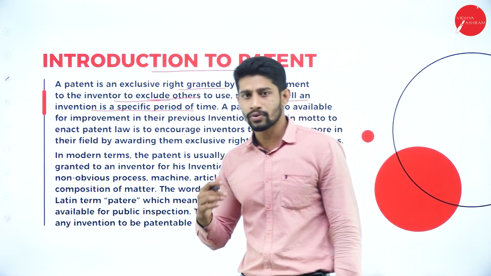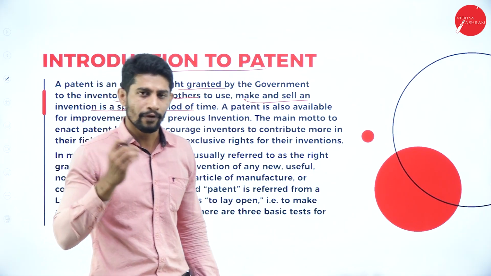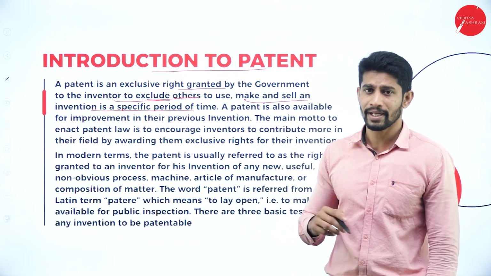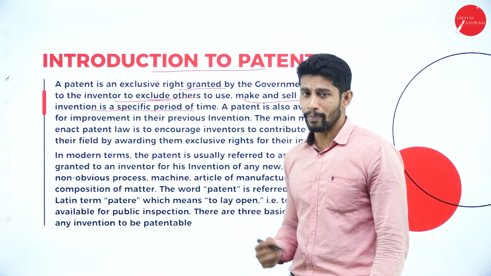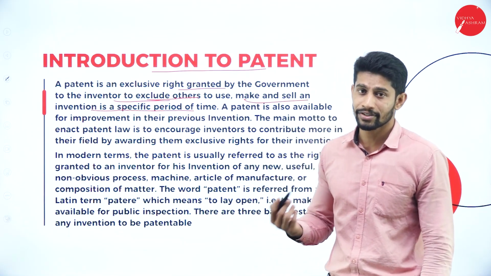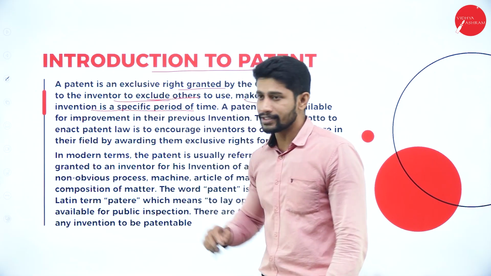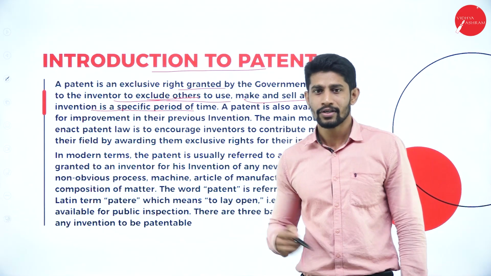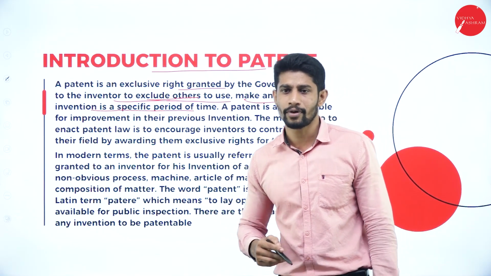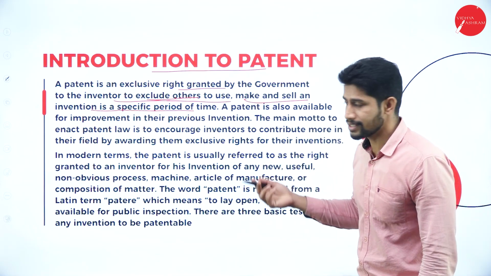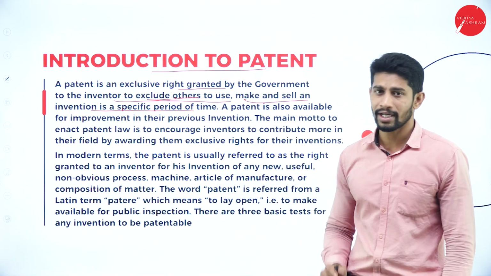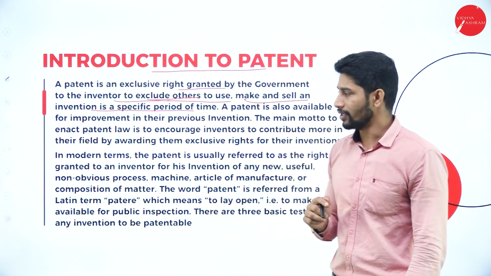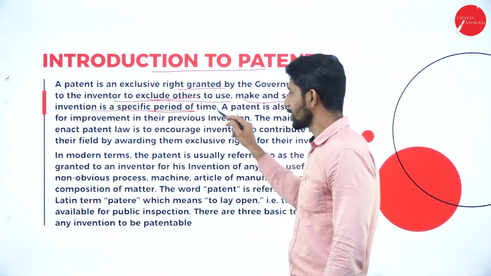That means the person who invents or creates a product, the government gives that person the exclusive right to prevent other people from using that product. If other people are manufacturing the same product, then that person can take action against them. So it is an exclusive right given to the inventor to exclude others from using, making and selling. Others, without the permission of the inventor, can't use, sell or manufacture the same kind of product on which that person has taken the patent for a specific period.